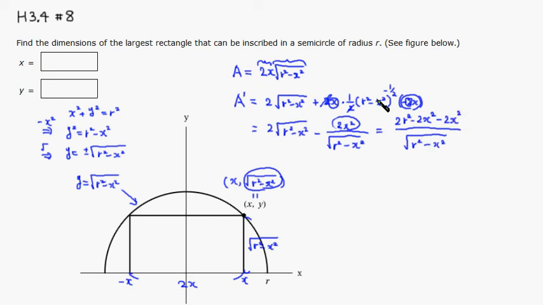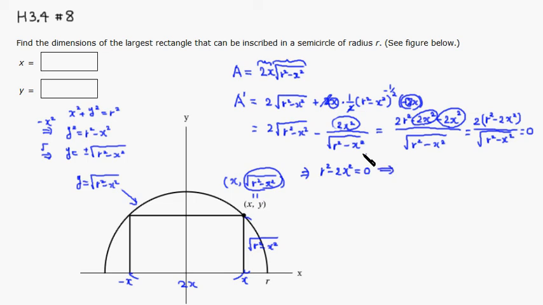All right, so we can clean it up a little bit. The 2 is in common, so 2 is outside, and you have r squared. These two terms give you negative 4x squared, so factoring out 2, it's negative 2x squared, over the square root of r squared minus x squared. Setting that equal to 0, all we have to do is set the numerator equal to 0, so we don't have to worry about the 2. So r squared minus 2x squared must be 0.